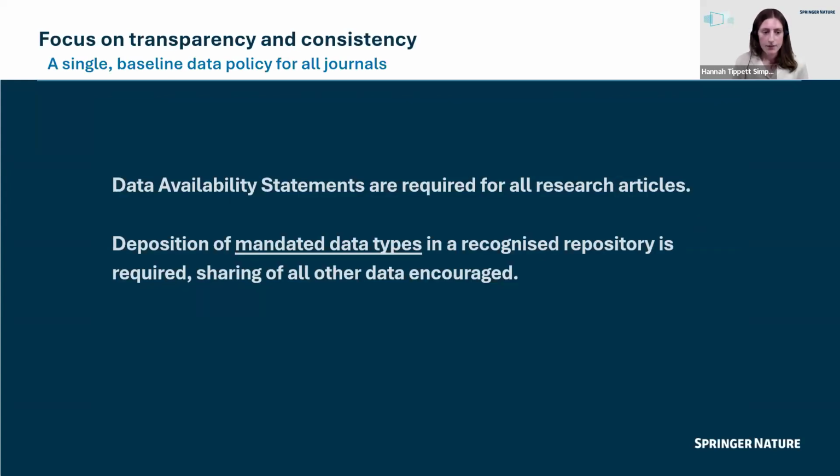So very briefly, just to expand on the policy, it requires that every research article includes a data availability statement. So that's just a brief, clear description of where the data supporting the article can be found. For certain data types where community standards exist, deposition in a recognized repository is mandatory. For all other data, sharing is strongly encouraged wherever possible. Having this single baseline policy helps us better align with funder requirements and provides a consistent way to assess compliance, and for the funders themselves.